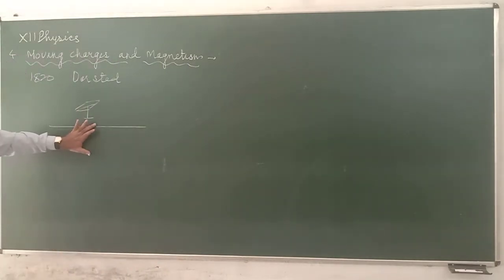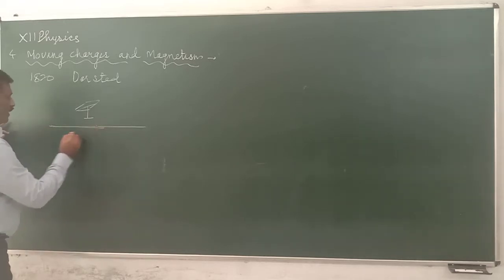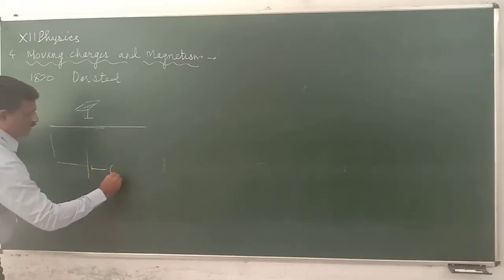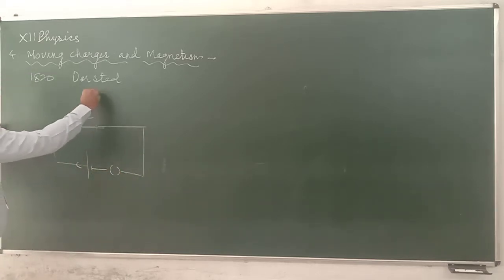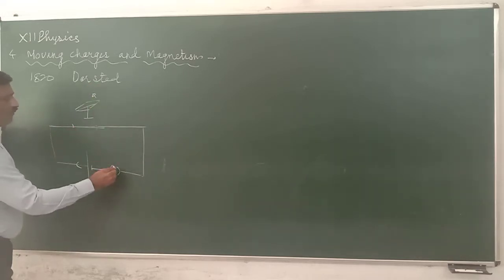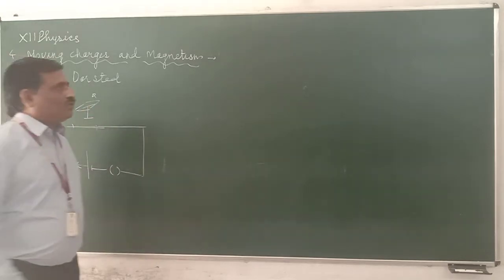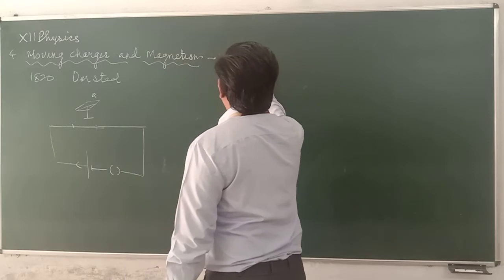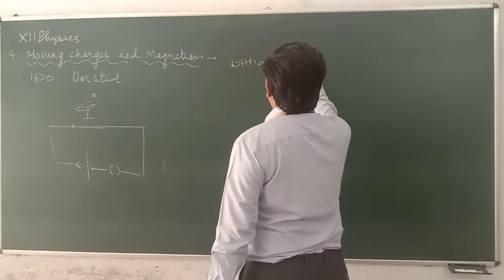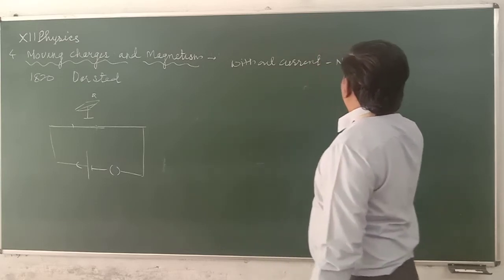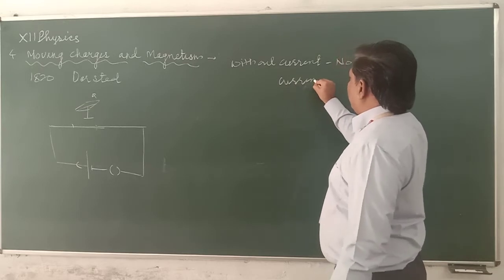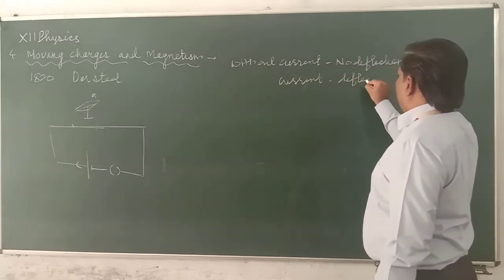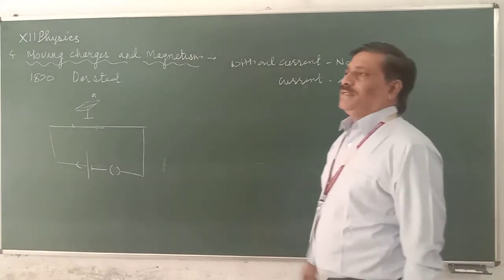Suppose that this is the wire and this is the magnetic needle placed there. Then the battery is connected. There is the plug key. Key is closed, current will flow through the wire. This magnetic needle is showing deflection. If this key is open, no current flows through it, and it will not show deflection. So without current, no deflection. When current is passing, it is deflected.